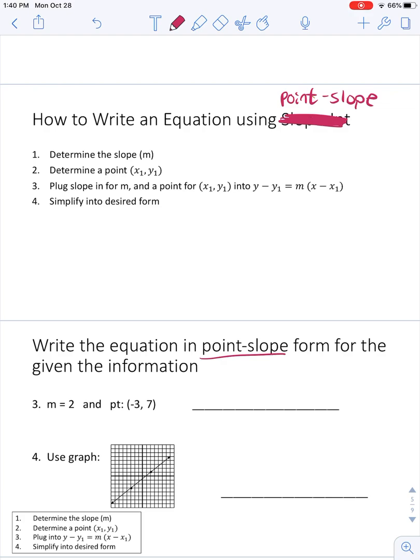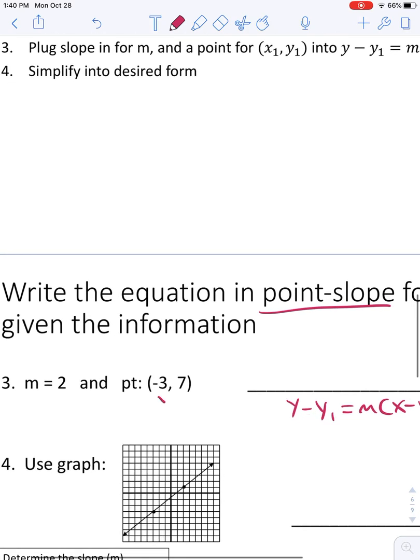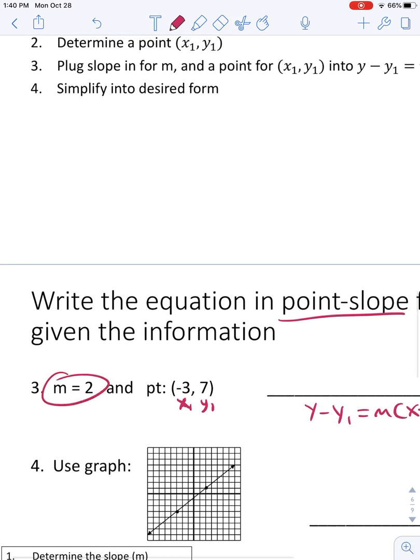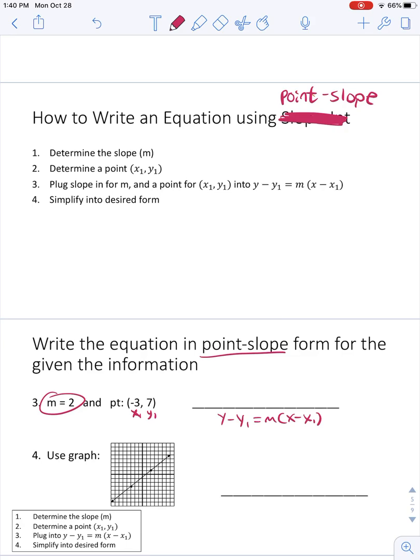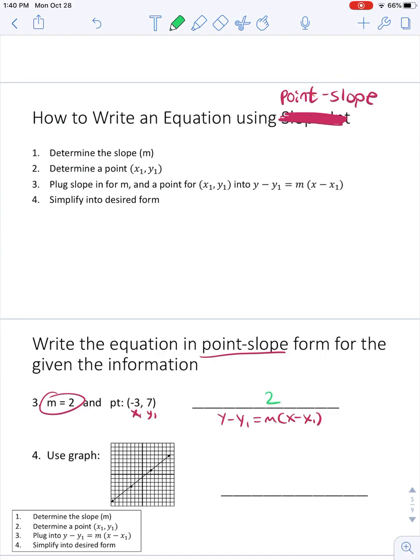Okay, so the first thing that I want to do is, again, write my formula. Y minus y1 equals m(x minus x1). It's point-slope form. It's very important. This is our x1, y1. It's an ordered pair that we know. That's what we were looking for. And this is obviously our slope, m. So step 1, find the slope. I found it. It's 2. So I can plug that in directly above. My slope is 2.